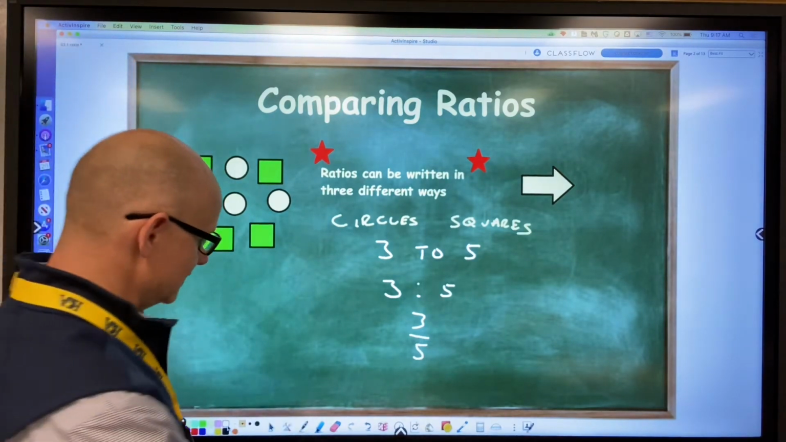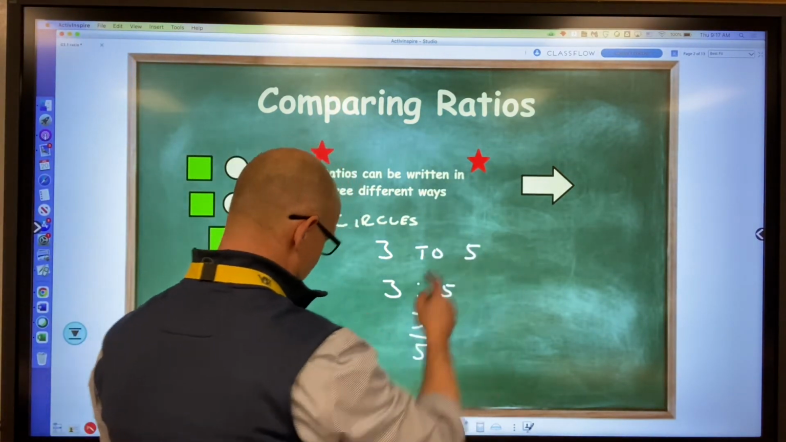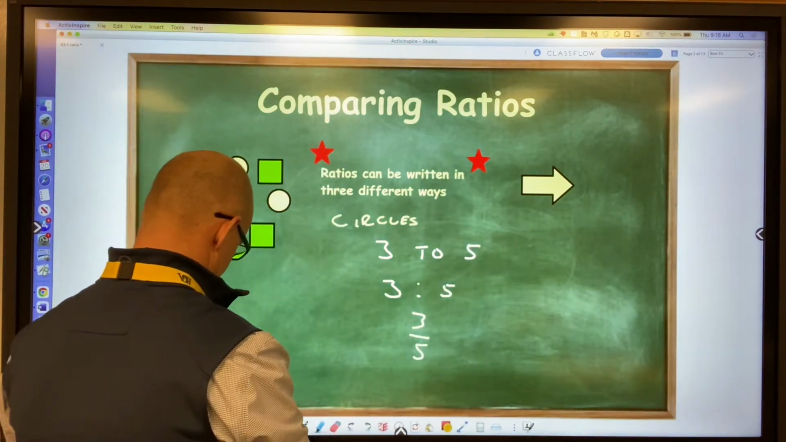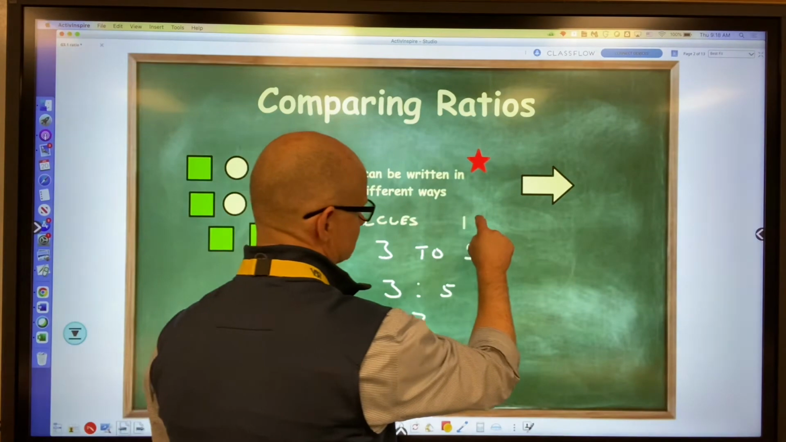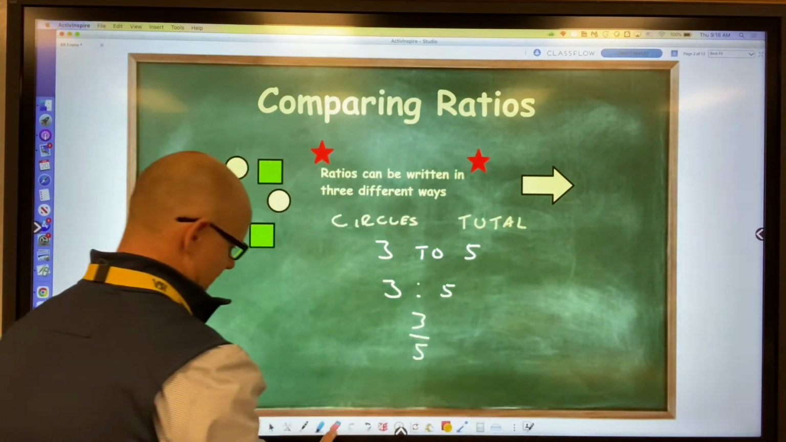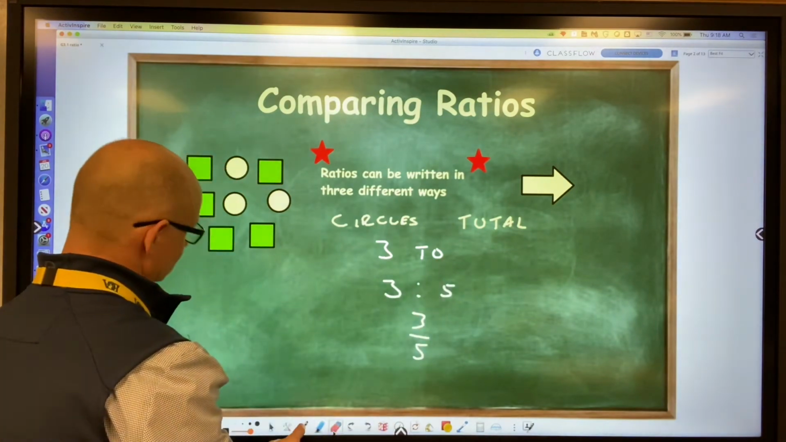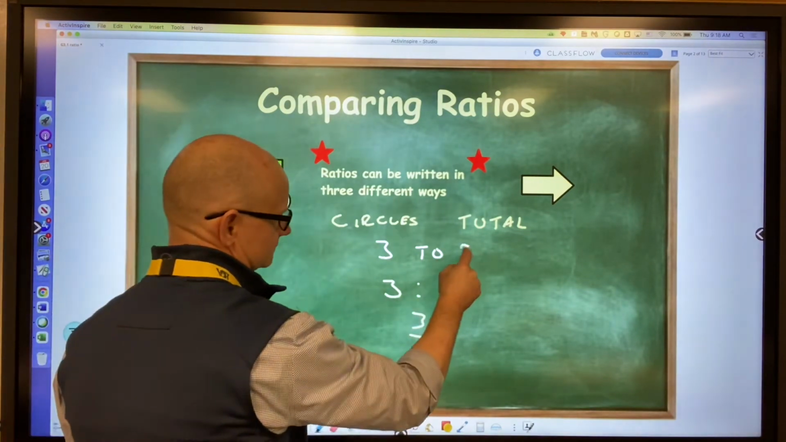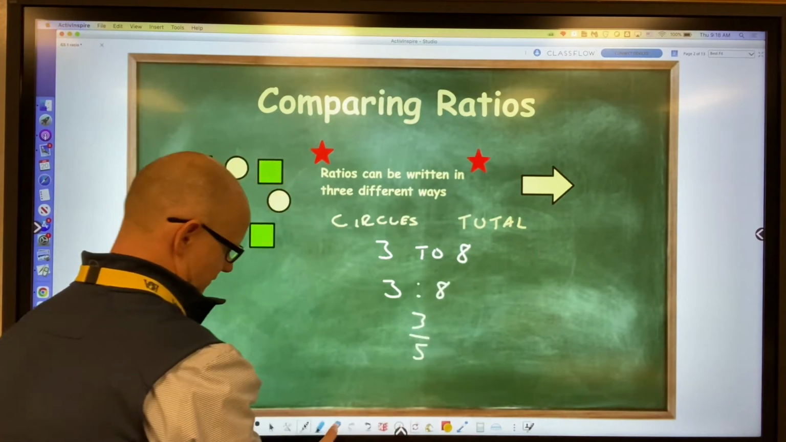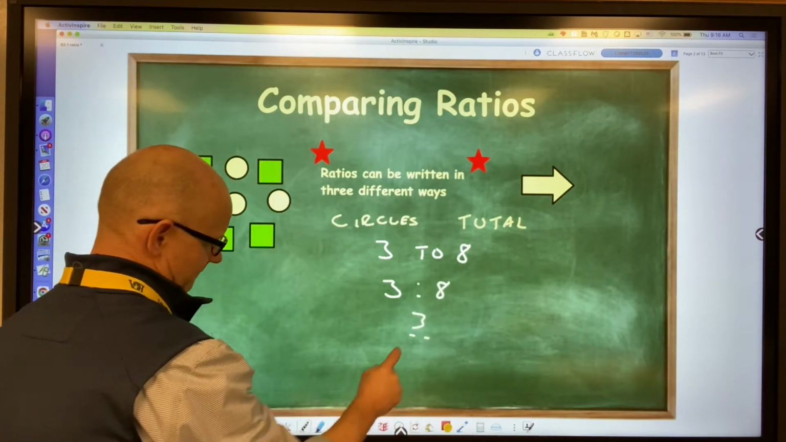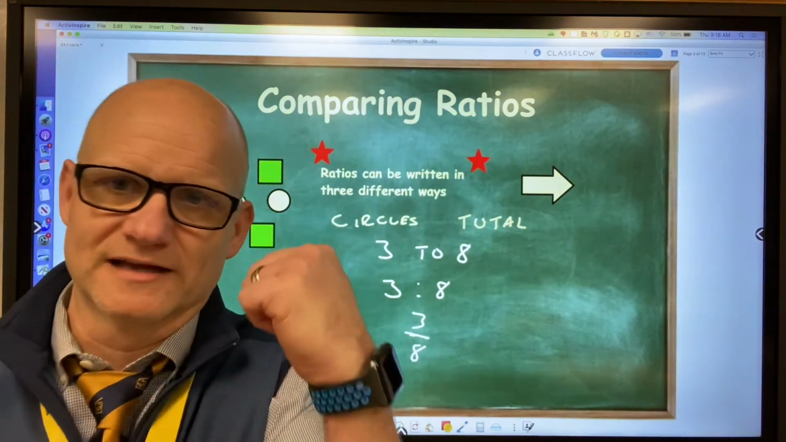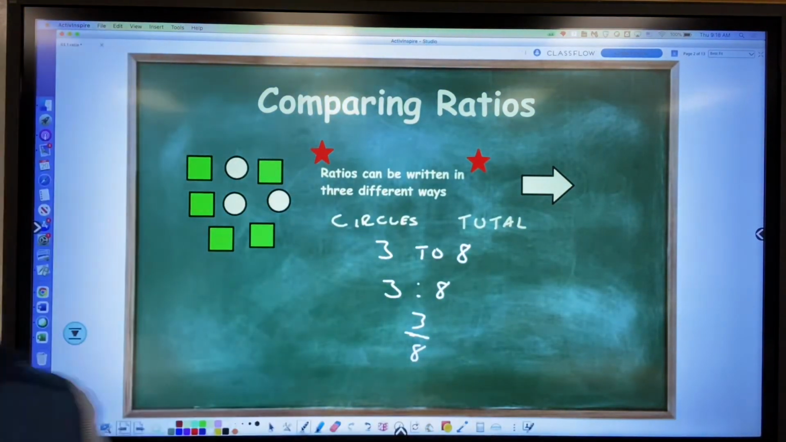If I was comparing circles to total shapes, then I could write it as 3 to 8, with the colon, or as a fraction. These are the 3 ways that you can write ratios. So write this down. Got it? All right.